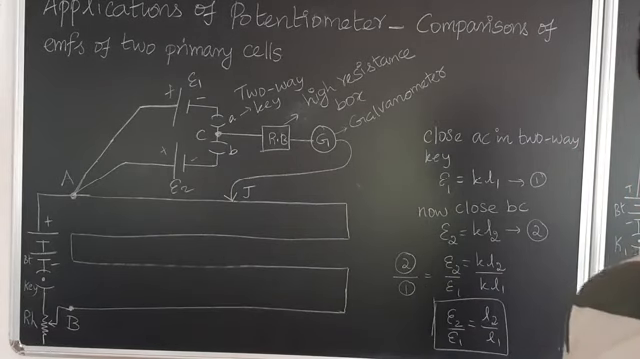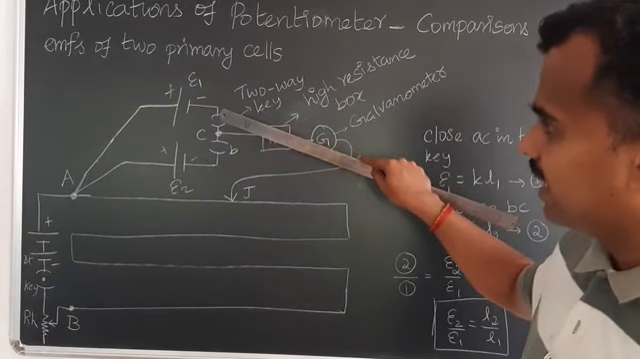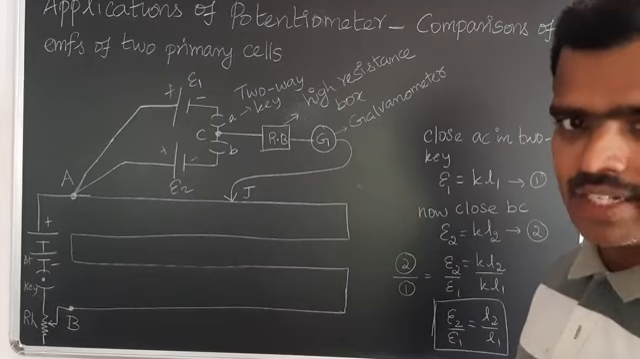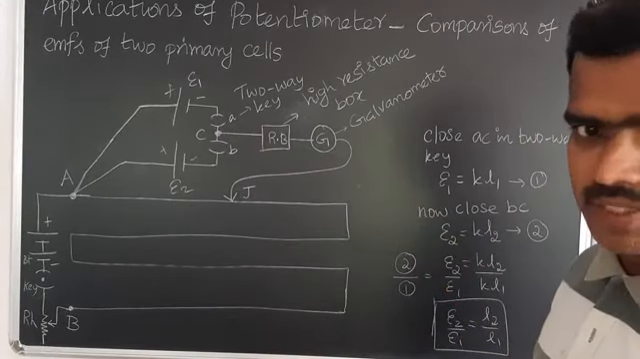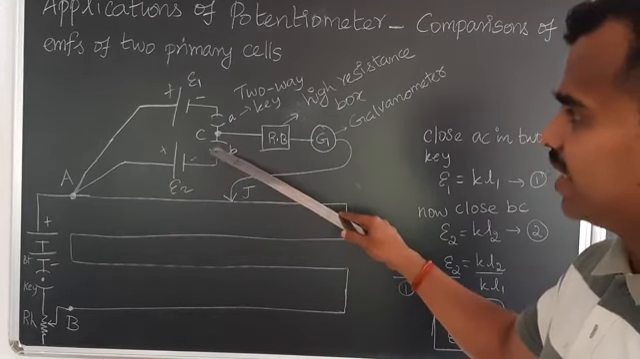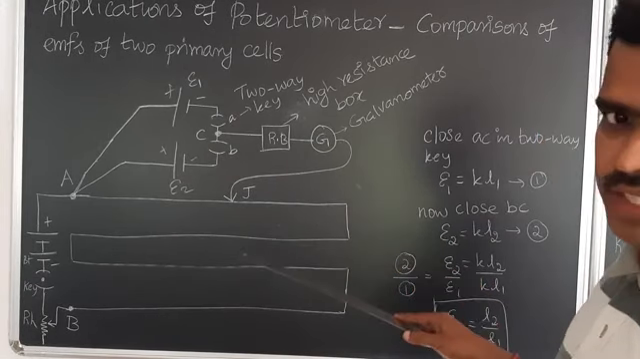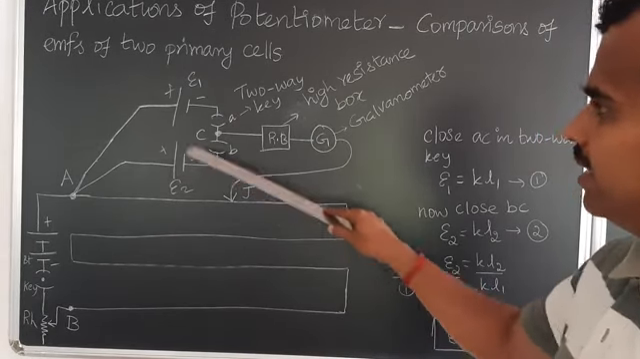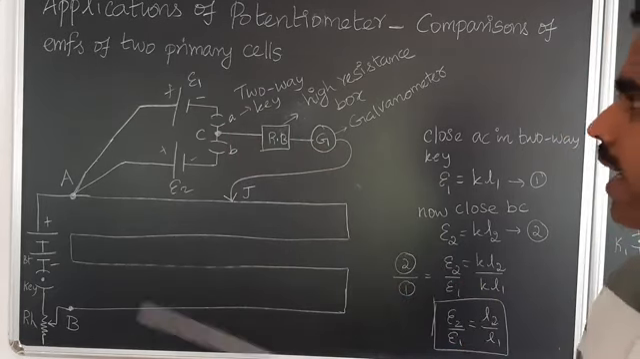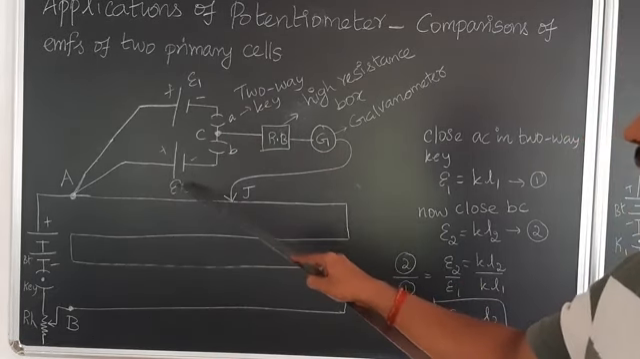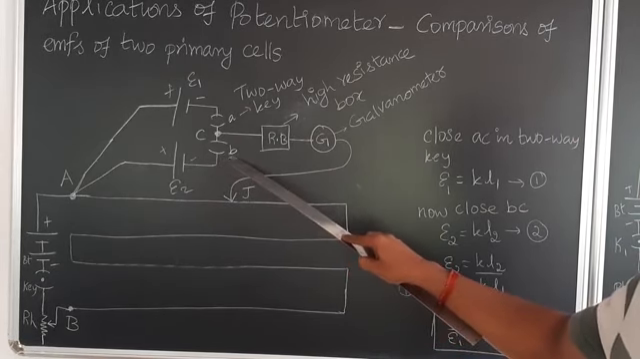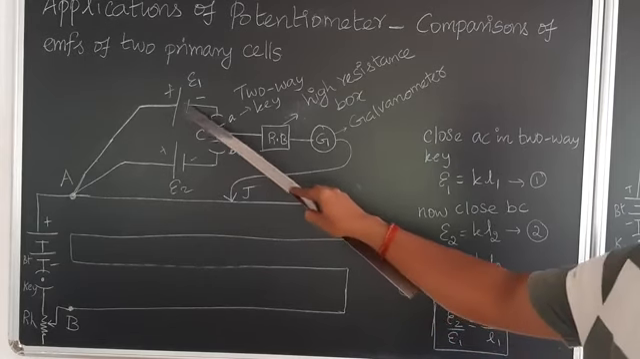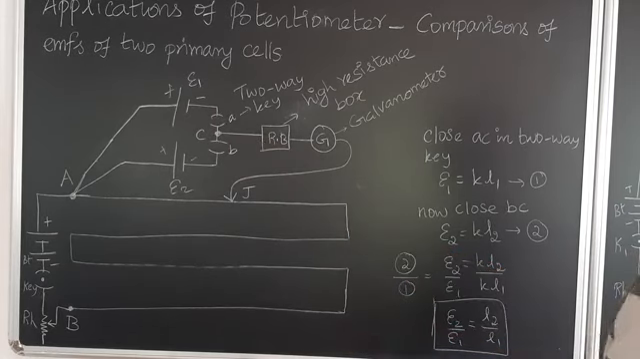What is a two-way key? There is a key here and one more key here. We can close any one key and the circuit will close and pass a current, or we can close this key and the current will flow like that. That is the way we are using two-way keys. The negative terminals of both cells are connected to one key. This negative terminal is connected to key B, which is open, and this one is connected to key A.